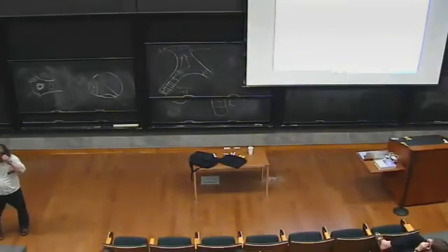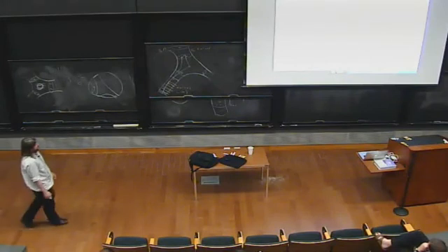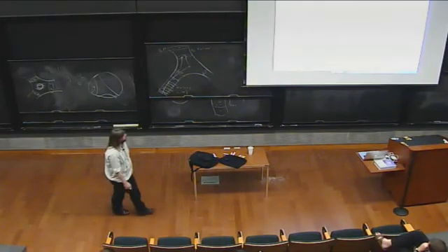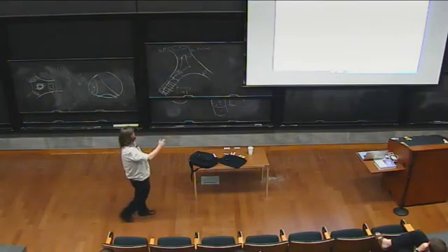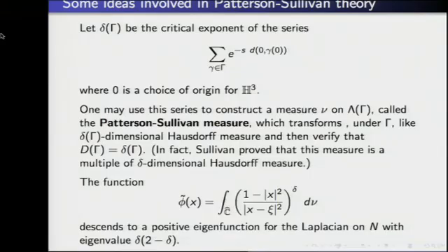Okay? So let me say something entirely too brief about some of the ideas that go into this. Well, first of all, you look at something called the Poincaré series, which is you sum up e to the negative s times the distance from 0 to γ0. You just choose some origin in H3, and you sum that over the group. When s is big enough, this converges. When s is 0, this doesn't converge. So there's some critical exponent, which is the barrier between convergence and divergence.